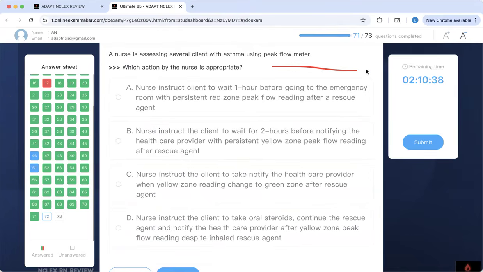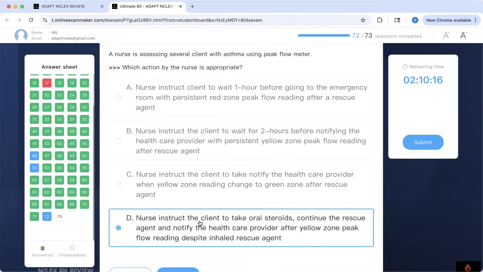But what you need to do is divide the zones, see red, green, yellow, and see what you need to teach them. That's all. You don't have to worry. Just divide it and see what you need to teach them. I can tell you the right answer is this. You instruct the client to take steroid, continue with the rescue agent, and notify the healthcare provider because they are in yellow zone. They don't need to go to the emergency room, right? Despite inhaled rescue, they need to follow up, right?